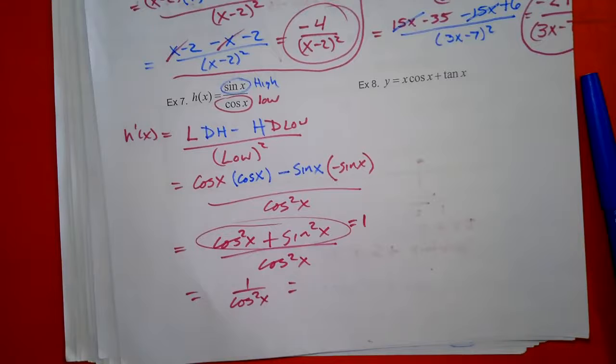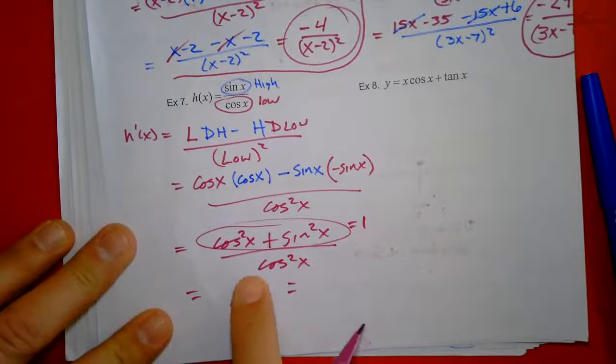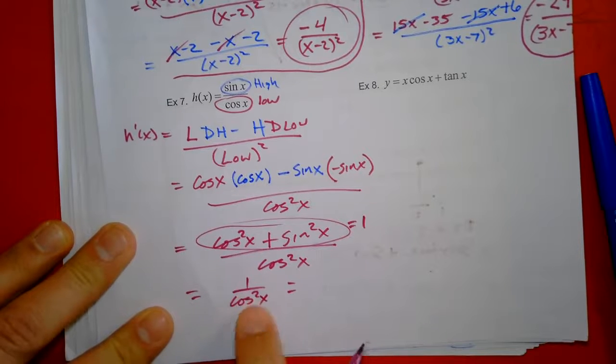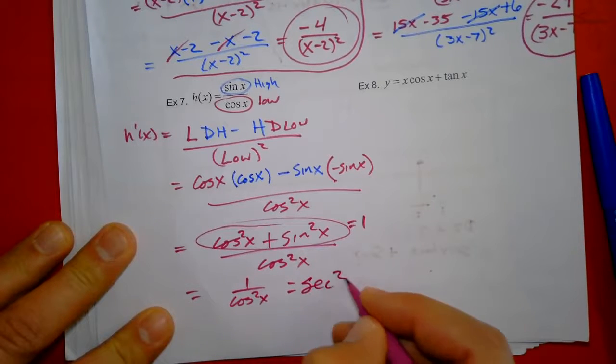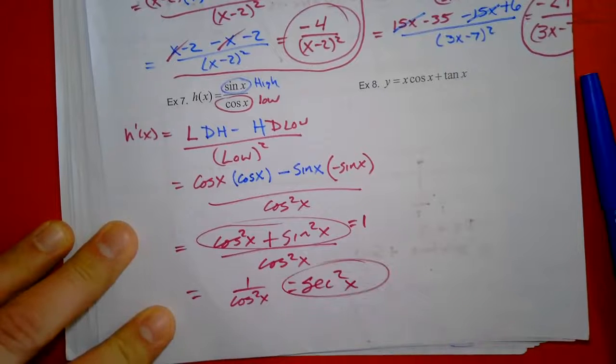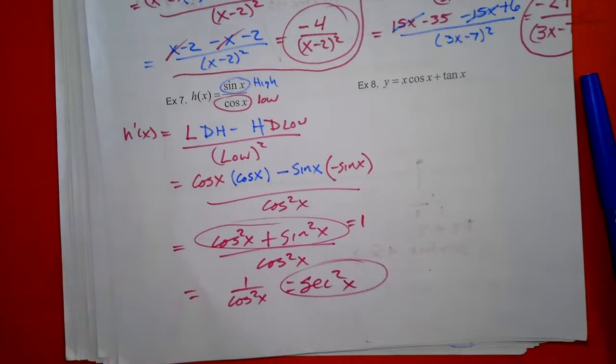And now, what's 1 over cosine? Who's his buddy? Secant, remember inverses, right? Cosine's buddy is secant, so if I have 1 over cosine squared, this is secant squared. Final answer would be secant squared.